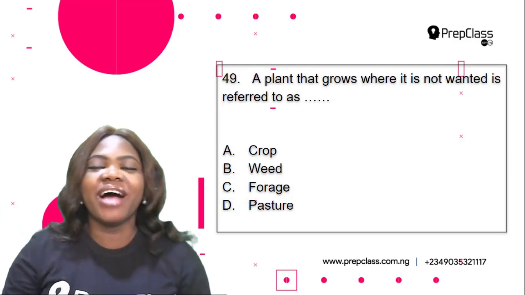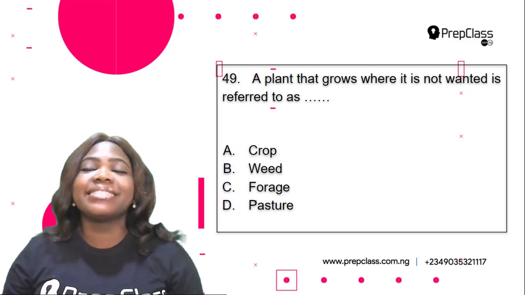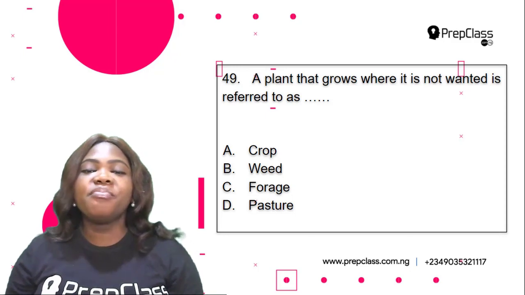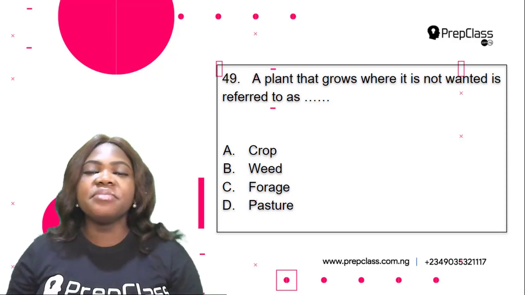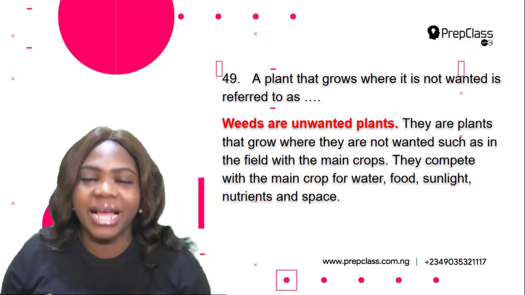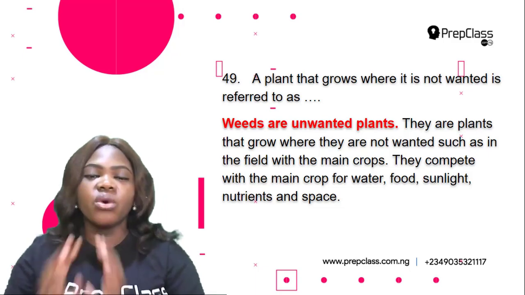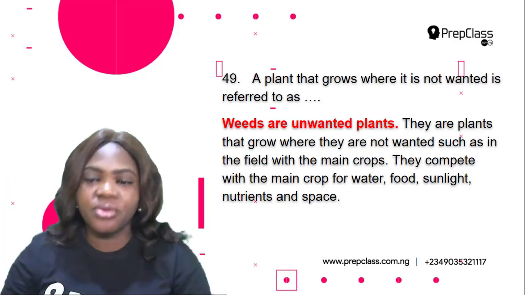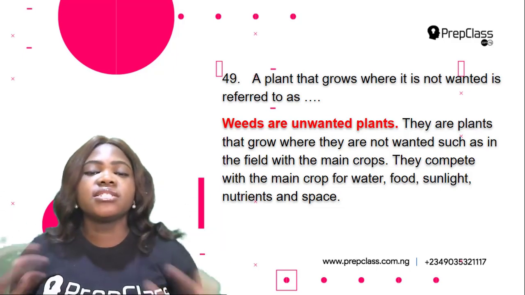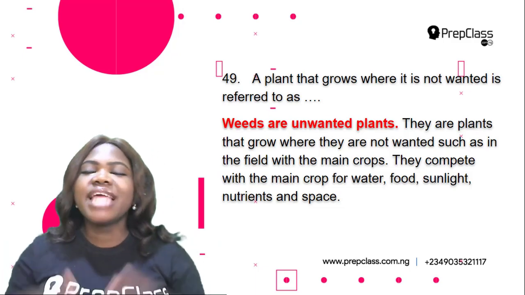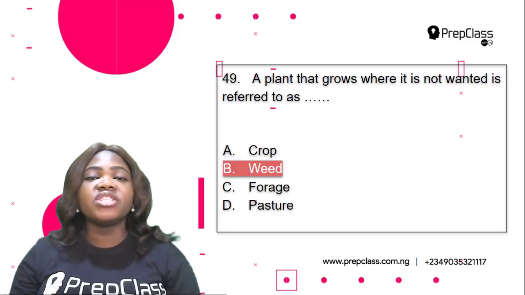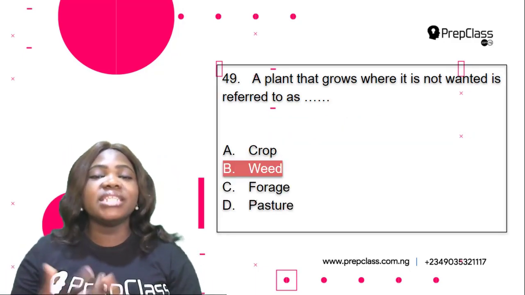So now let's move on to question 49. A plant that grows where it is not wanted is referred to as dash. A. Crop, B. Weed, C. Forage, D. Pasture. So weeds are unwanted plants. They are plants that grow where they are not wanted, such as in the field with the main crops. These weeds compete with the main crop for water, food, sunlight, nutrients, and space. So they are unwanted plants. So a plant that grows where it is not wanted is referred to as weed. So the correct option is option B.